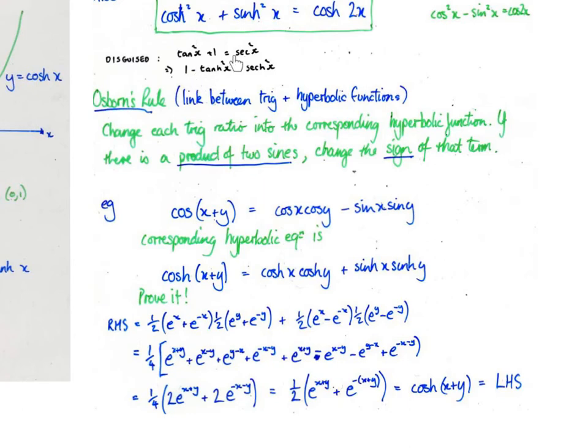Instead of sec squared x, we have a sech squared x. That doesn't change because sec squared x is simply 1 over cos squared x. There's no signs being multiplied there. So sec squared x transforms into sech squared x.